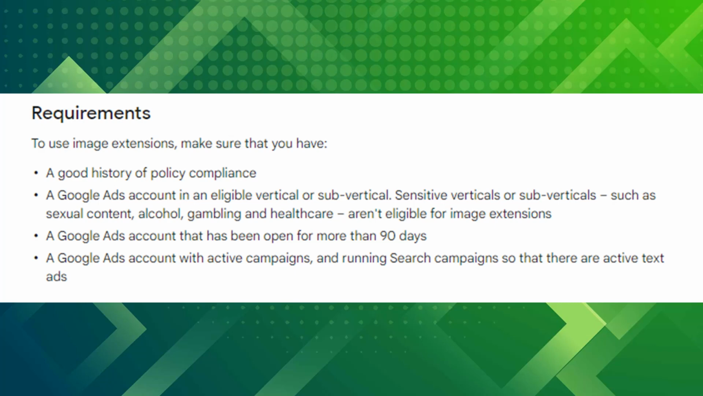For Google Ads accounts that have been open for more than 90 days, that's when you actually get the okay and the thumbs up from Google to have access to this extension type. And you have to have active campaigns running for search with active search ads that are running, because Google only give you access to this extension if you're showing them you're running adverts already. So as long as you tick all those boxes, you'll be fine.